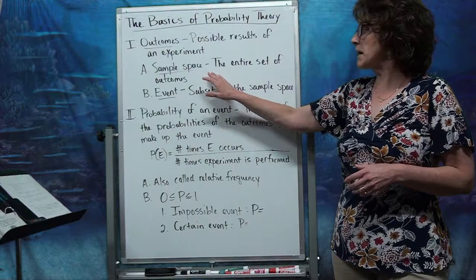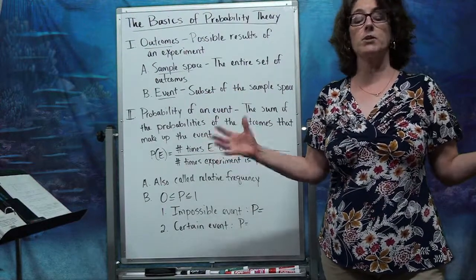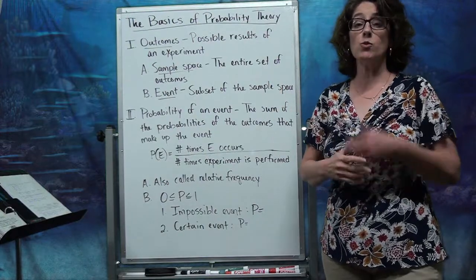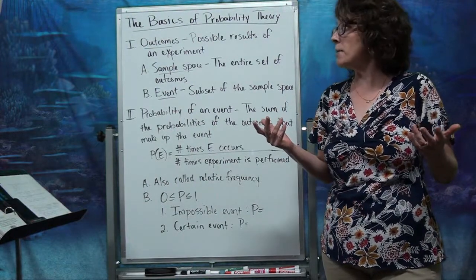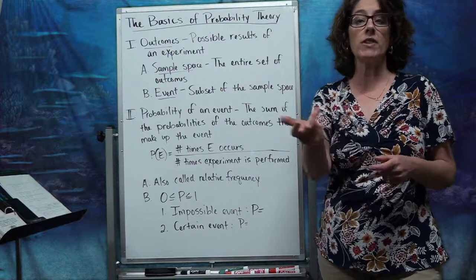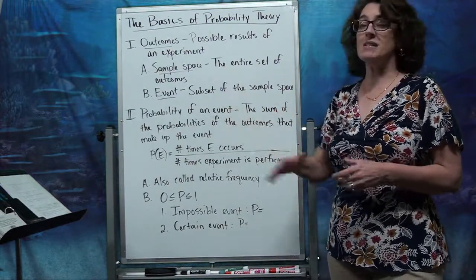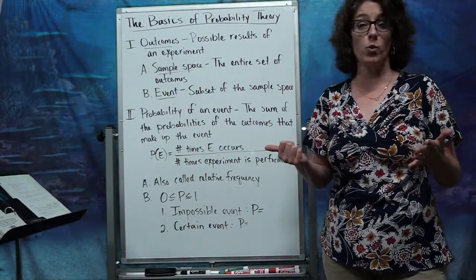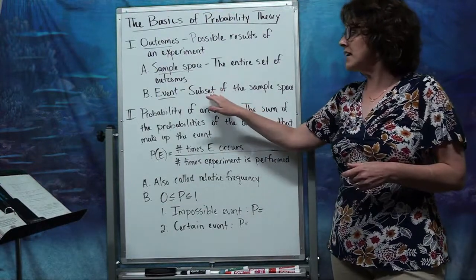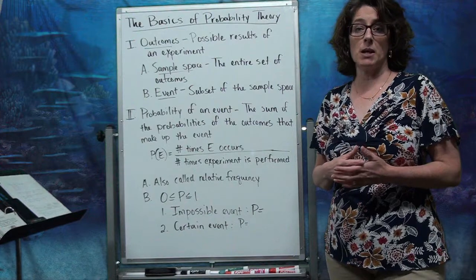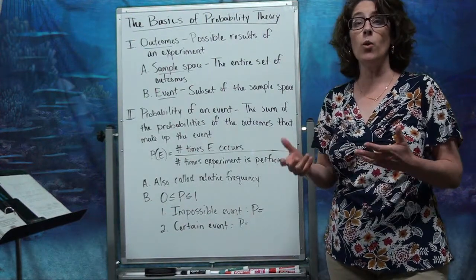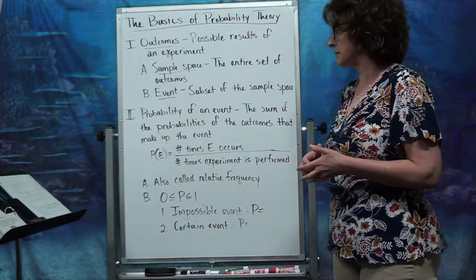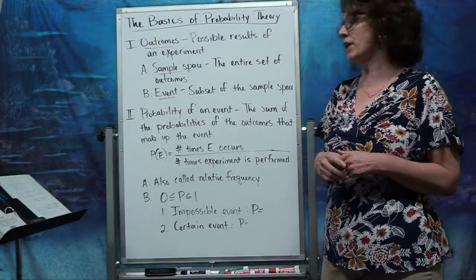The sample space is the entire set of outcomes. So in my example of flipping a coin, my sample space would be that it's either heads or it's tails. That's all my options. If I am rolling that die, then my sample space, the entire set of outcomes, would be the 1, the 2, the 3, the 4, the 5, or the 6. An event is a subset of a sample space. So an event is kind of dependent on what is happening in the event as to how to define that sample space. We'll take a look at that a little bit more in a minute.